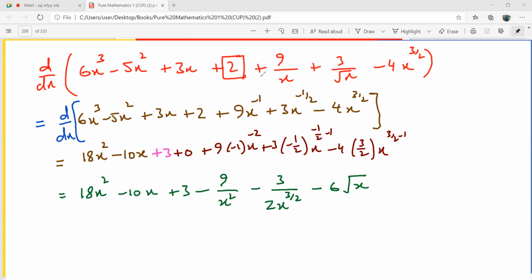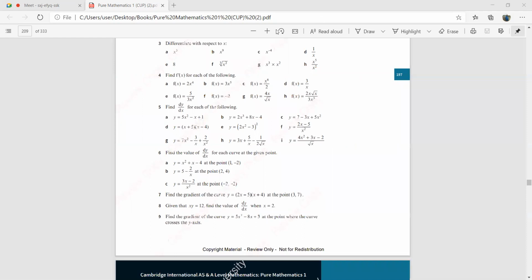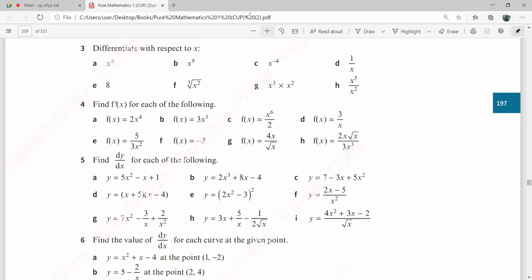Okay. So I have the exercise here. It says differentiate with respect to x over here. Please try the parts from question number 3. And then in the next segment, I'll take you to question number 4, 5, and 6.